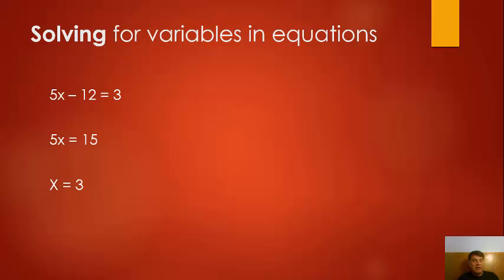So if I divide this by 5 and this by 5, then this is going to end up being x. And 15 divided by 5 is 3. And lo and behold, I've figured out what number, if x equals it, will make this equation work. If x equals 3, then this equation works. And I have solved for x in that equation. There we have it.